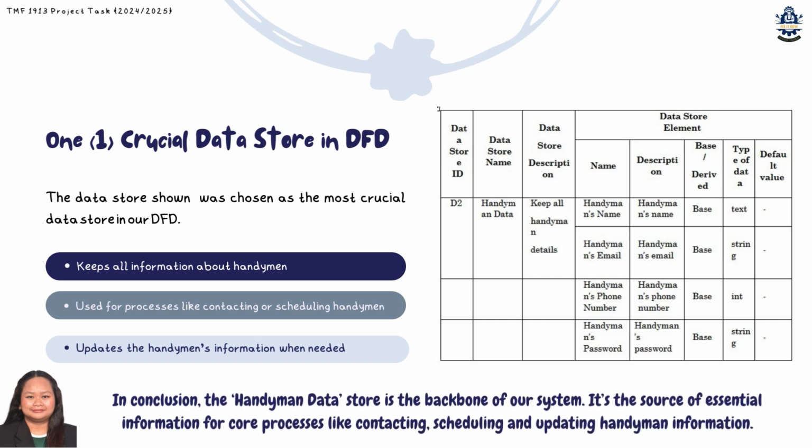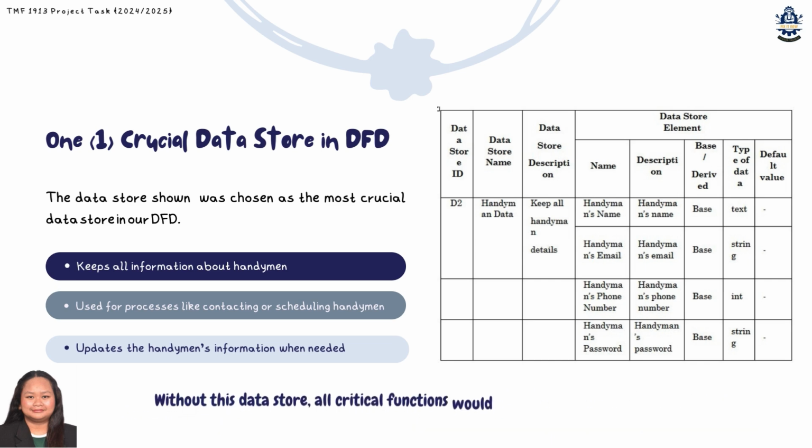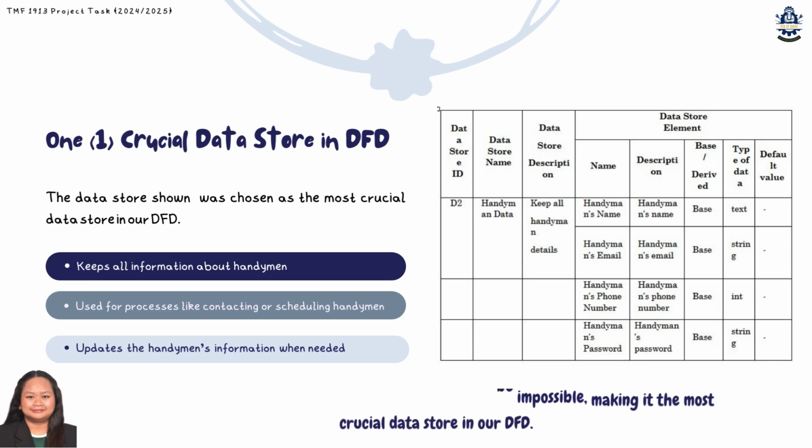In conclusion, the handyman data store is the backbone of our system. It is the source of essential information for core processes like contacting, scheduling, and updating handyman information. Without this data store, all critical functions will be impossible, making it the most crucial data store in our DFD.